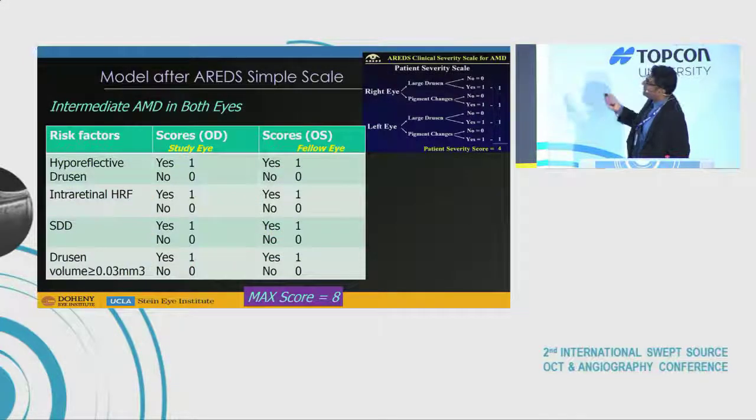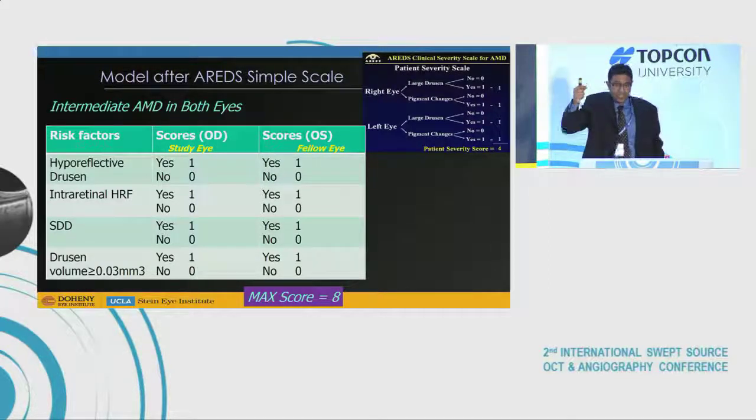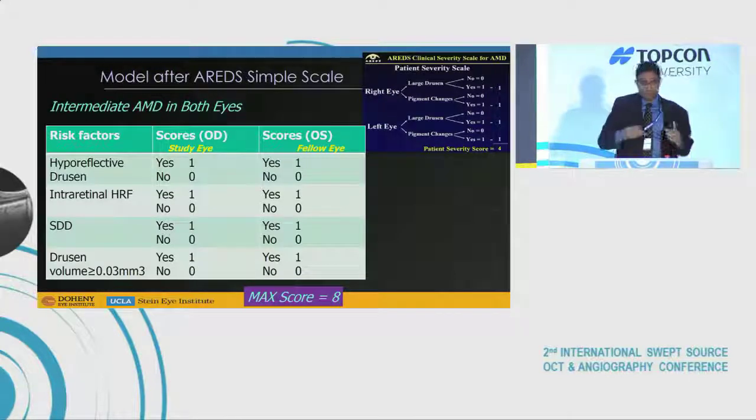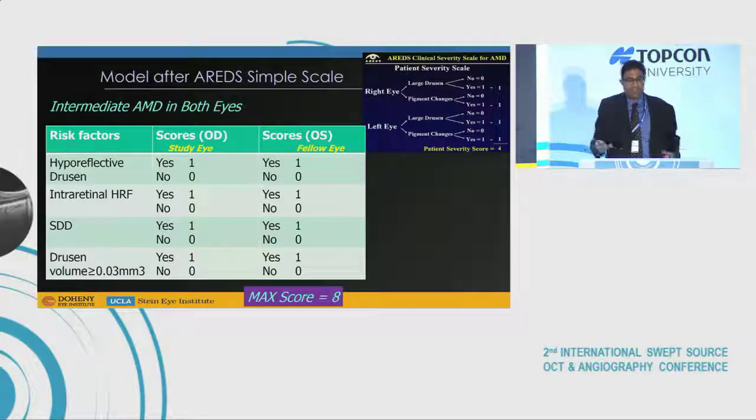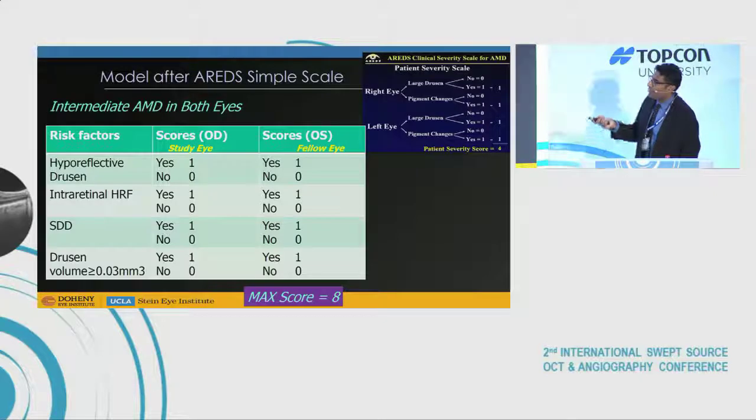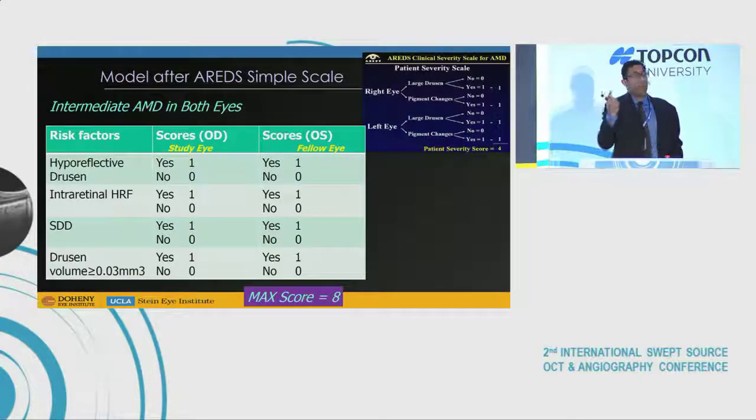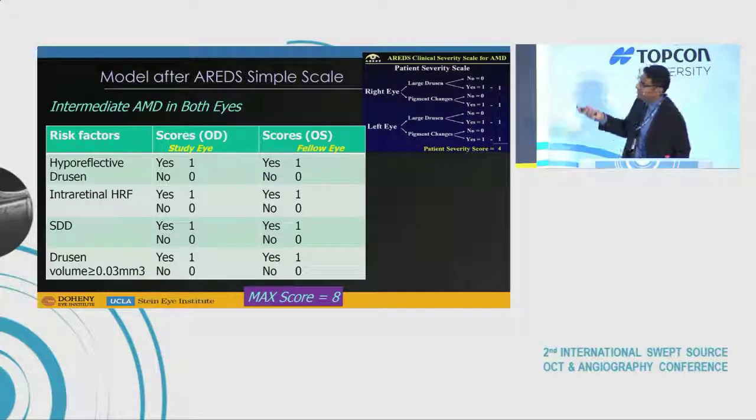So we drew inspiration from the AREDS study where they said, well, if we just look for large drusen and pigment changes and give a point to each, that could be used to help us stage AMD or risk assess our patients. So we said, well, we've got more than that in terms of four different OCT risk factors, but why not do the same thing, give a point to each eye if you had one of those features.